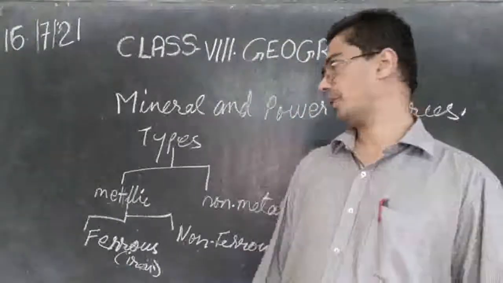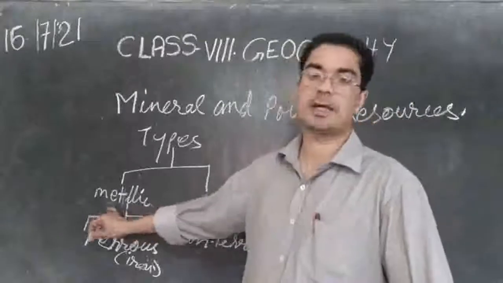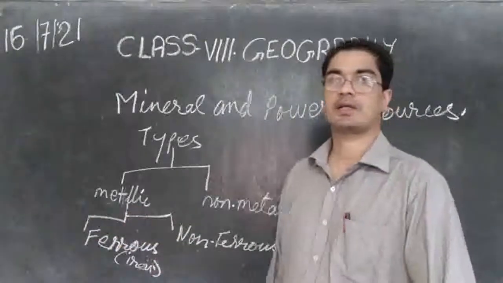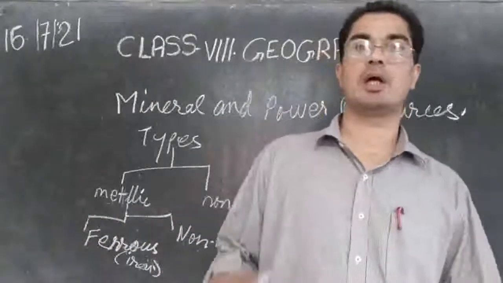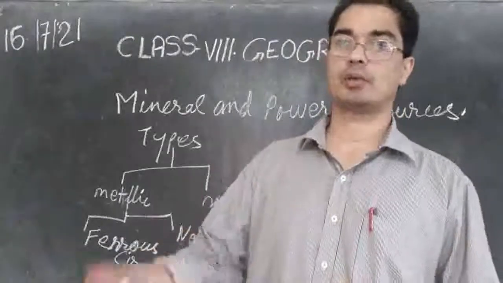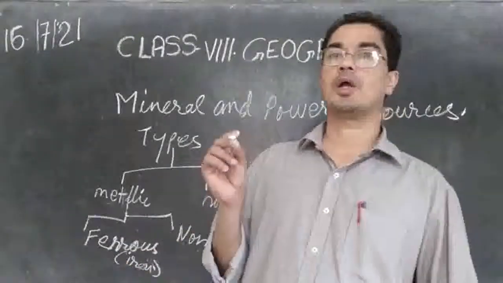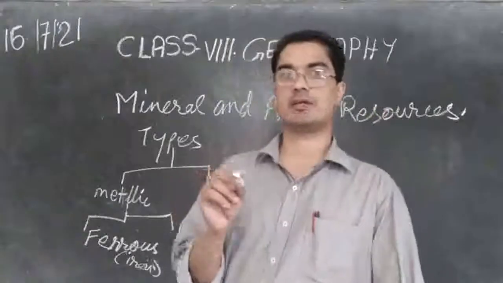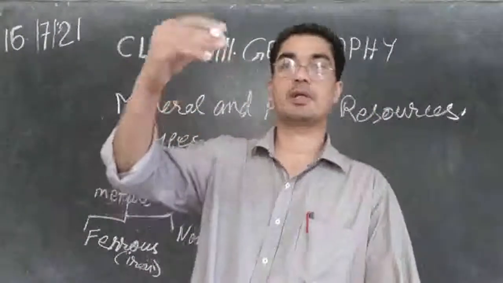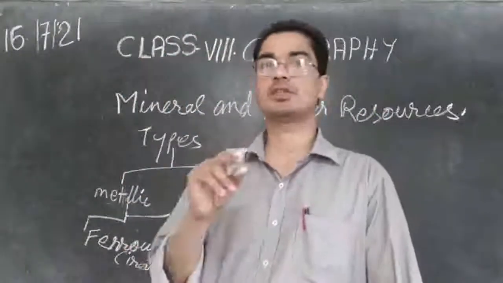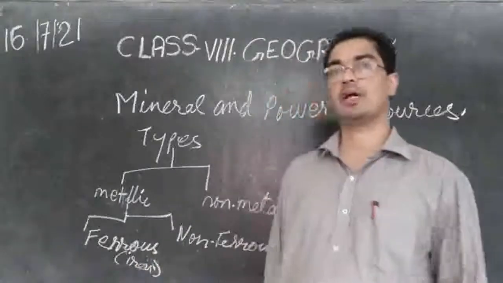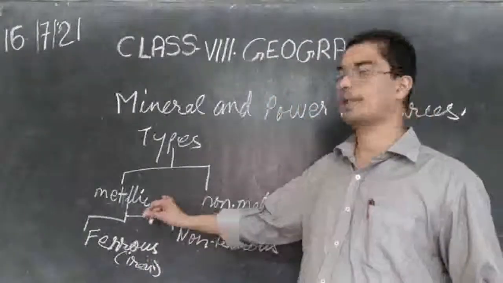So when we talk about metals, we say metallic type. Metals are conductors. Conductors means passing electricity through them. If you connect an electricity wire to one side of the metal, the current will reach the other side. If you touch it, you will get a shock. Metals have that capacity.